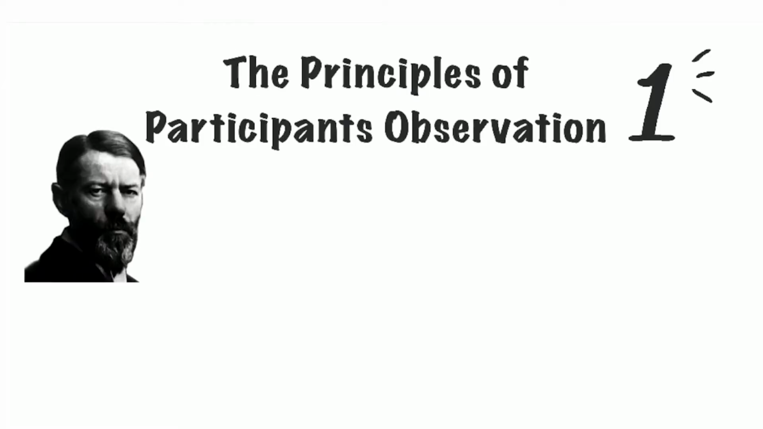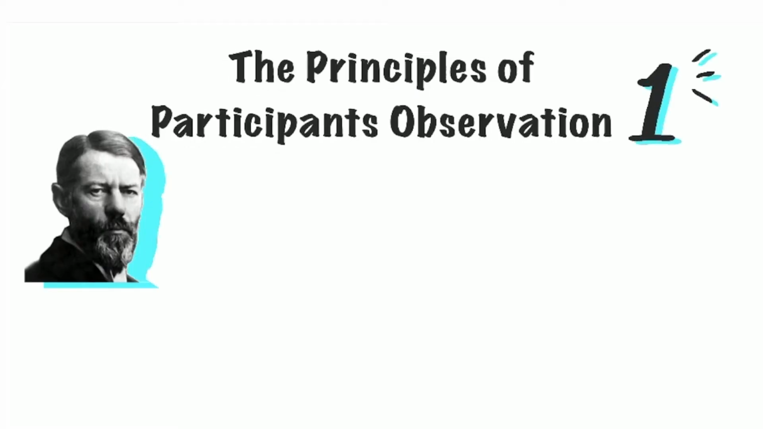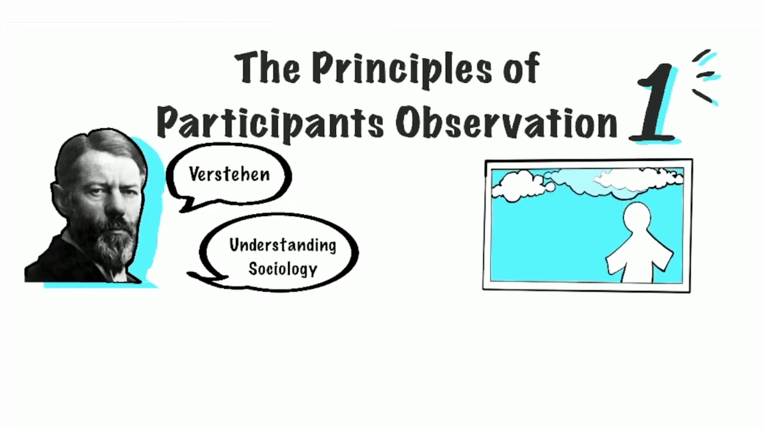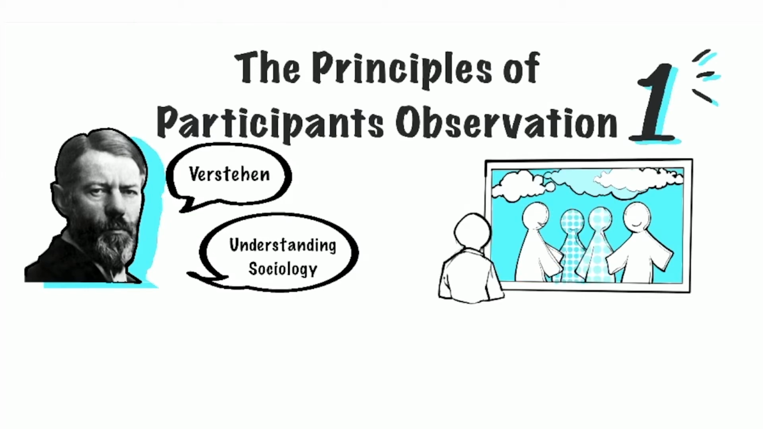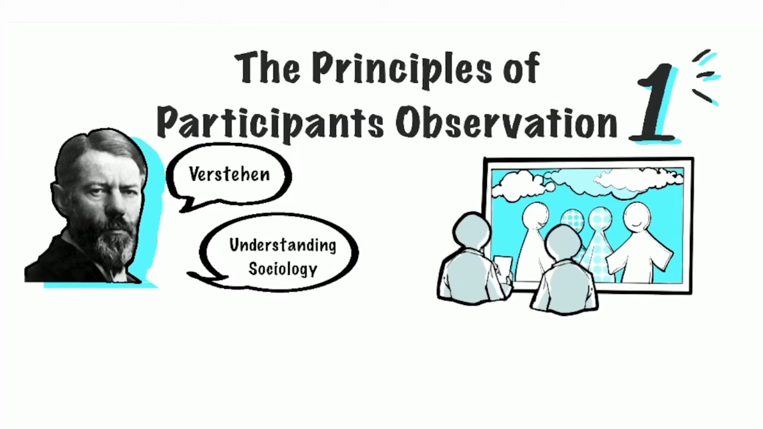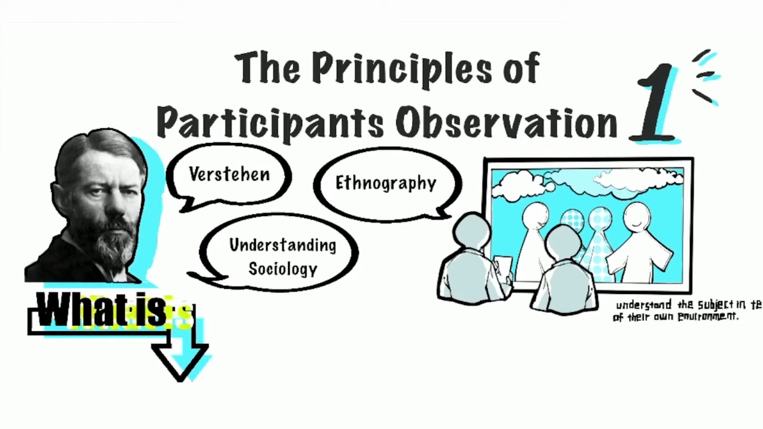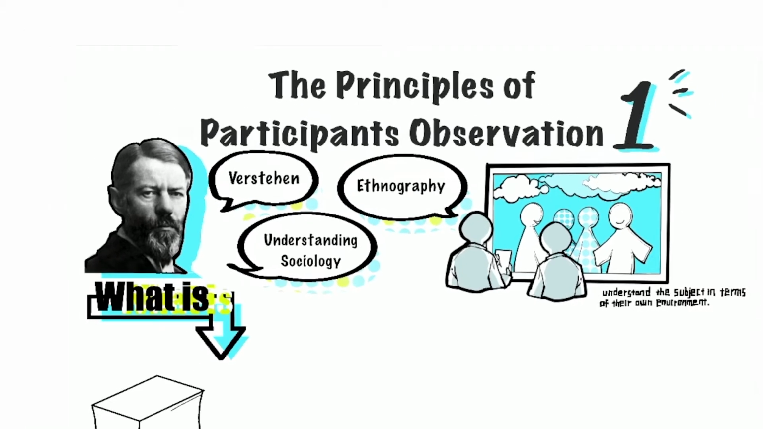To understand the qualitative research method of participant observation, we need to go back to Weber's principle of Verstehen, or understanding sociology. This is where you understand the subject in terms of their own environment. This can also be identified as ethnography, which is the descriptive study of humans within their certain groups or societies. So what is participant observation? This is a method of collecting data, specifically for qualitative research, to study humans in their natural habitats.